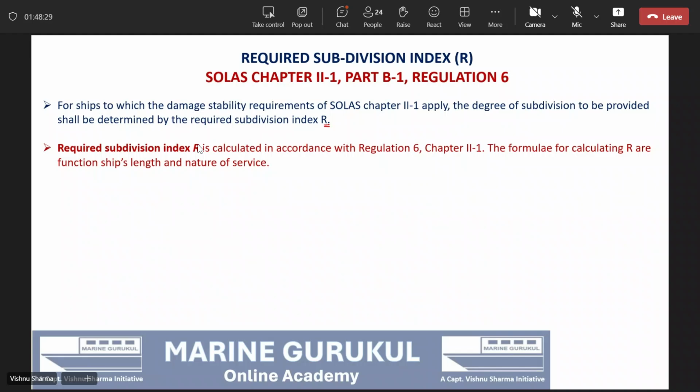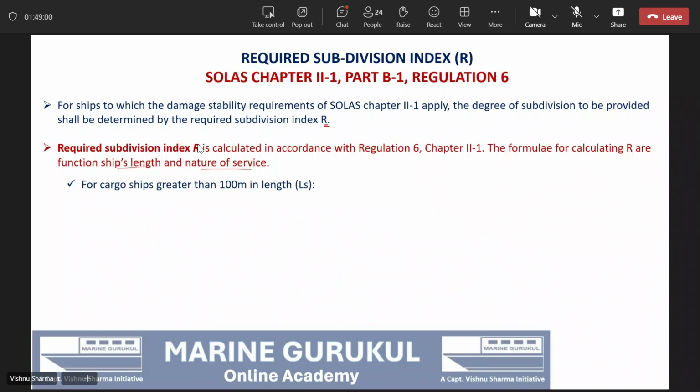The formulae for calculating R are a function of two things: length of the ship and nature of service. Length of the ship does not need any explanation. Nature of service means whether the ship is a cargo ship or a passenger ship. Why? Because you have different formulae for passenger ships to calculate R and different formulae for cargo ships to calculate R, and the ship's length will come in the formula.